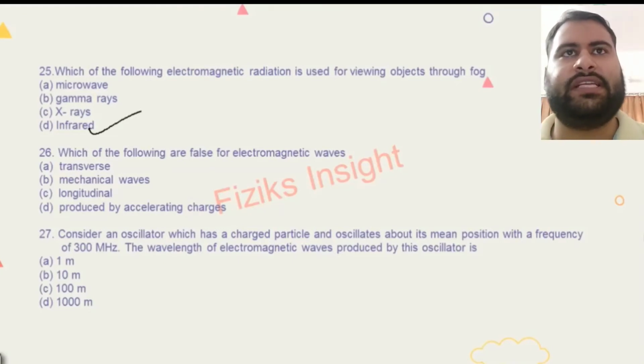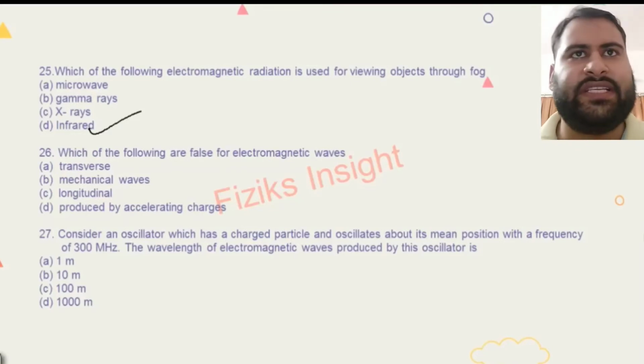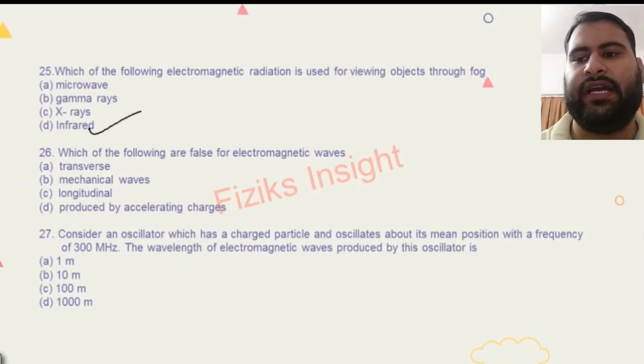So infrared rays is the correct option. So D option is correct. Now in the 26th question, which of the following are false for the electromagnetic waves? They are transverse, mechanical, longitudinal, produced by accelerating charges. So C part is incorrect option, that these are longitudinal waves.